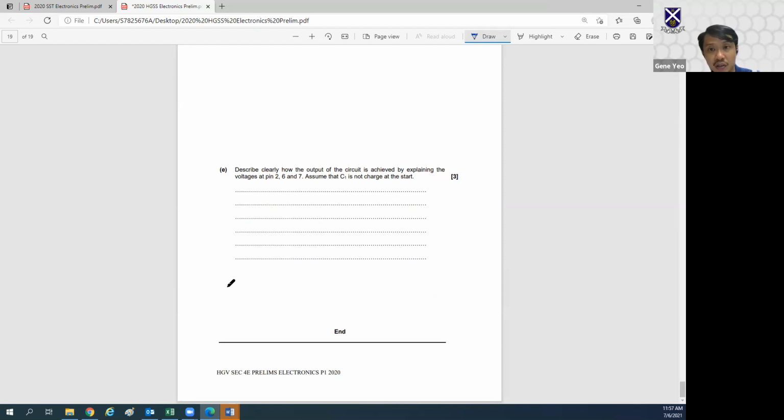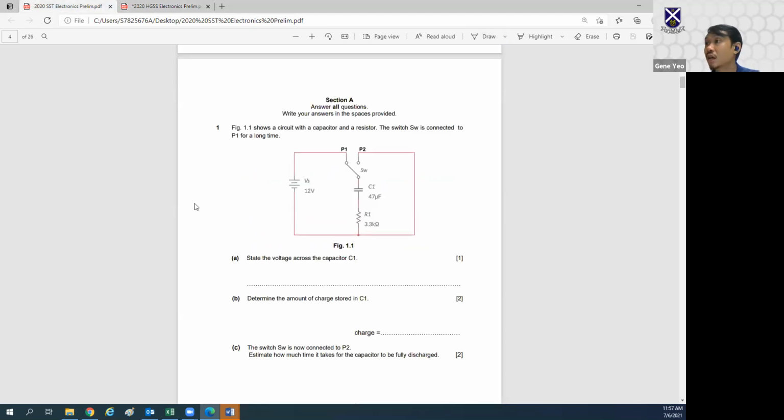If there are no questions, then what I'm going to do is I'm going to switch over to the SST paper. Okay, can you all see the SST paper? Can I get a thumbs up if you can see the SST paper, or a cross if you can't see? Okay, great. So this is the SST paper.